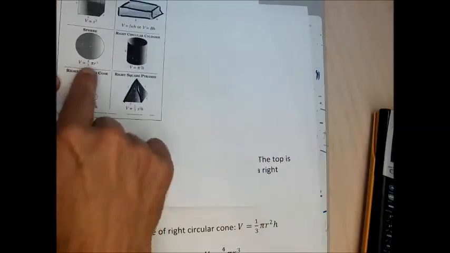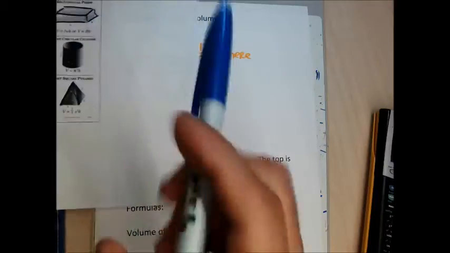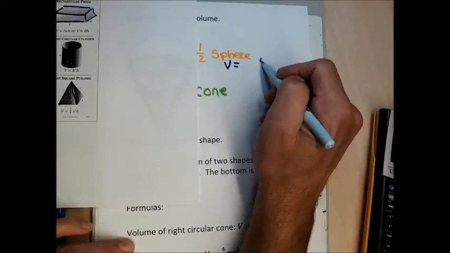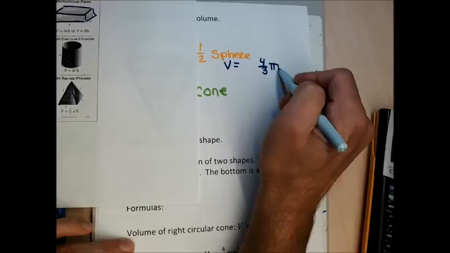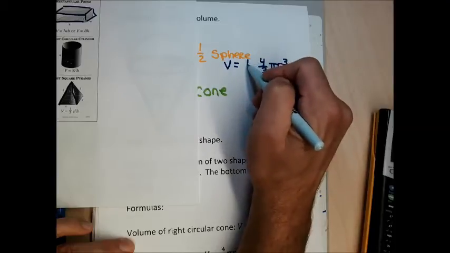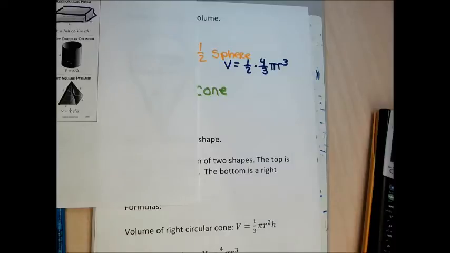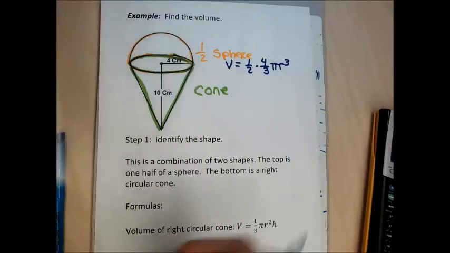So the first formula I'm going to get is for the volume of the top, which is the sphere. The volume of the sphere would be 4/3 pi r cubed. I'm going to multiply that by 1/2 because I only need to find the volume of half a sphere, because that's all I have. The cone is the 1/3 pi r squared h.